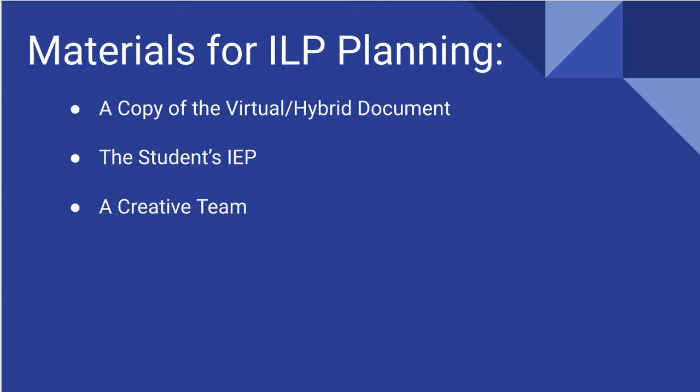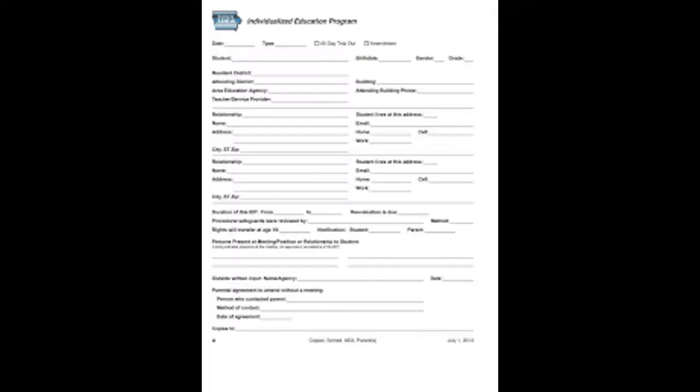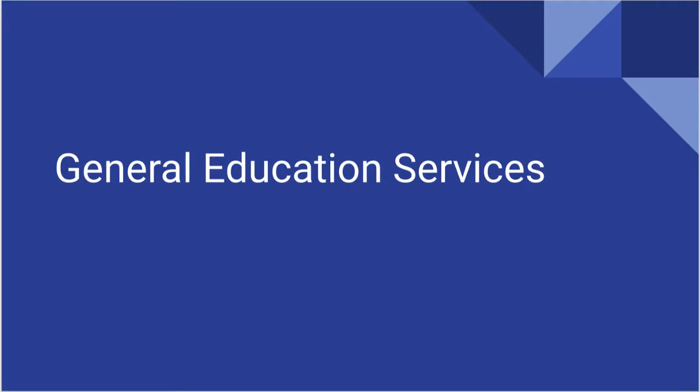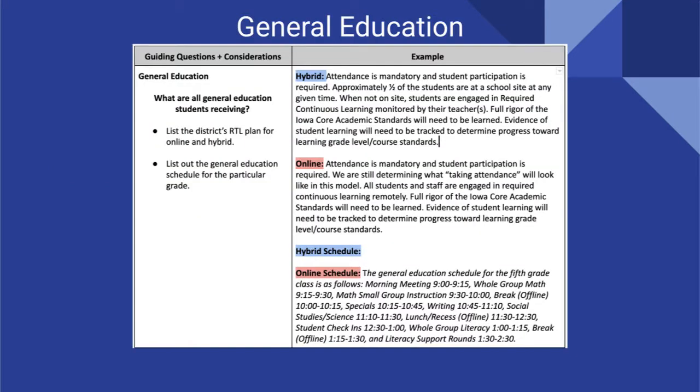Now we'll jump to the actual creation of the individual learning plan. You'll only need about 3 things to complete this job. You'll need a copy of the virtual hybrid document, you'll need a copy of the student's IEP, and you'll need a creative team to hang out with you and help you out with this. As we walk through this, I'll use a training document that has considerations and guiding questions on the left column, and then a sample student individual plan on the right. I'll walk you through our steps and thinking along the way.